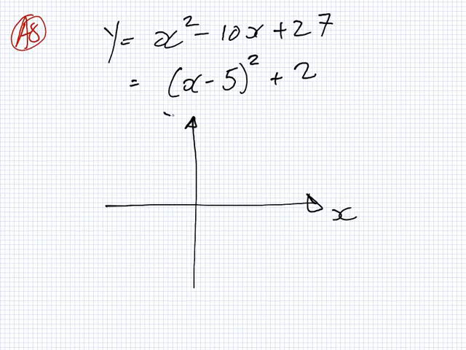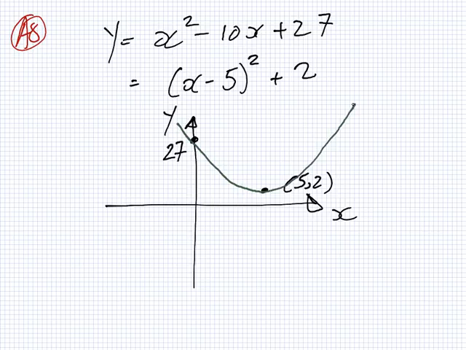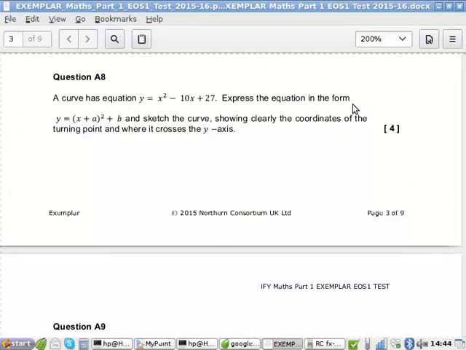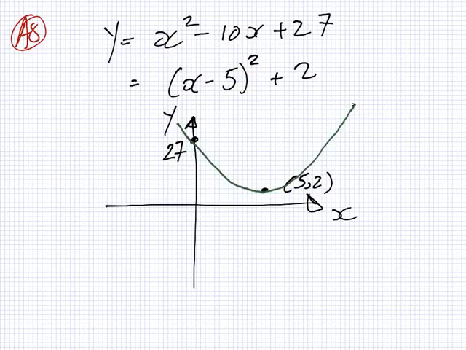X, y, the turning point will be at 5, 2. So that could be like here, for example. And where does it cross the y-axis? At 27. And so the curve will look like this. And that gives you how many marks? Quite a lot, I think. 4 marks. Is that one okay? Okay, 9 now.